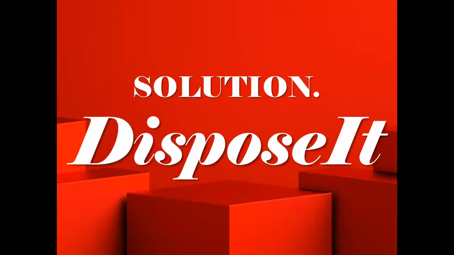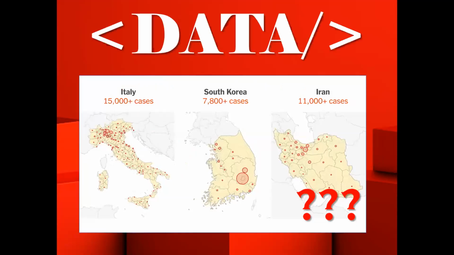Well, this is where my idea comes in. Dispose It will be a mobile application which detects where the most usage of such equipment occurs. So what is the data and what is the machine learning which will be involved in this?